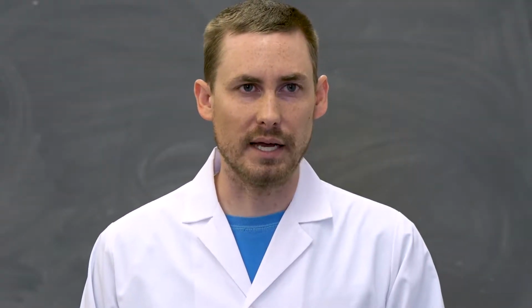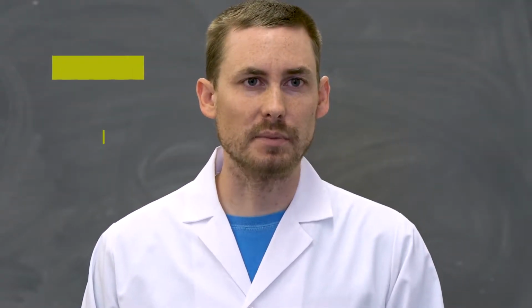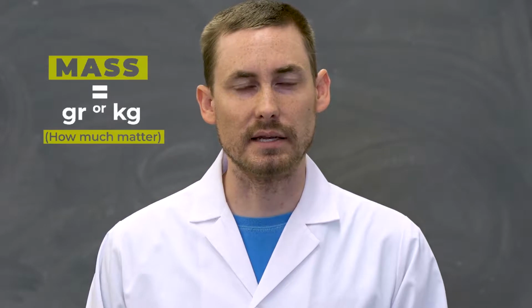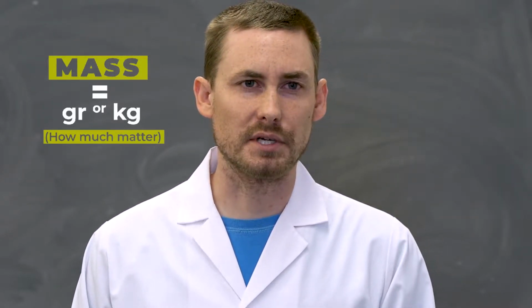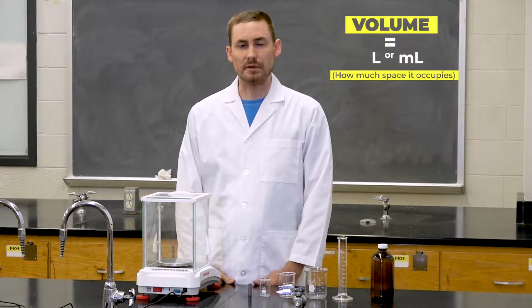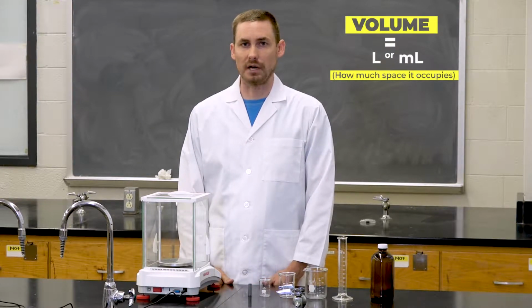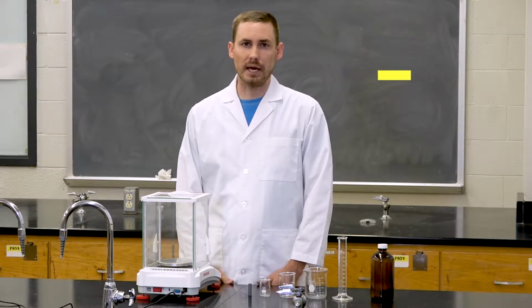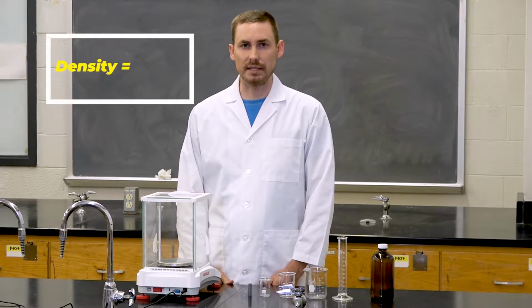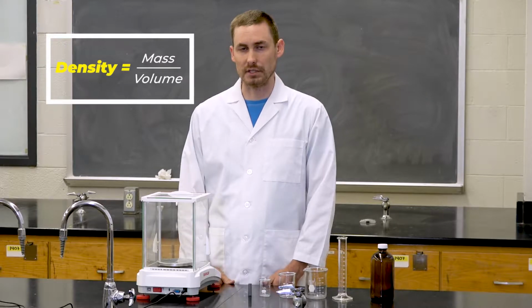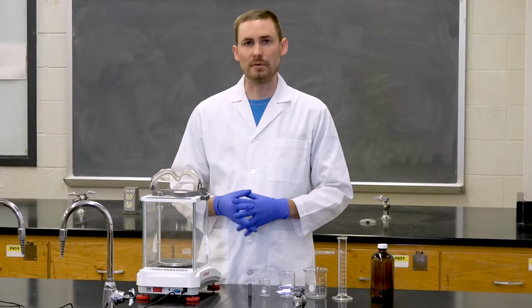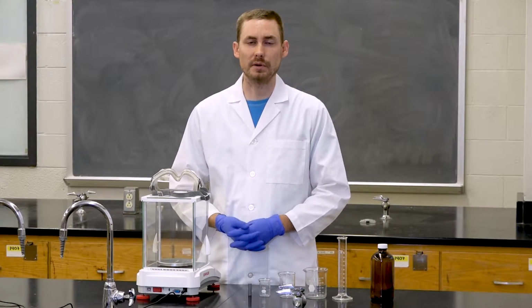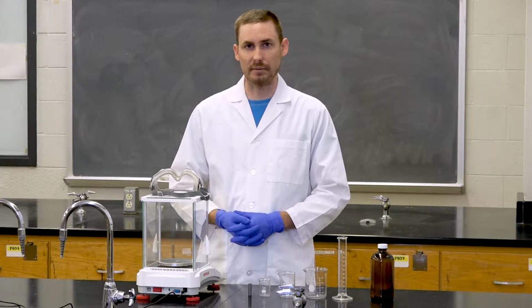All matter has mass and volume. Mass is measured in grams or kilograms and is a measurement of how much matter a material contains. Volume is measured in liters or milliliters and is a measurement of how much space an object occupies. Using mass and volume, we can determine the density of an object or of a solution by dividing mass by its volume.